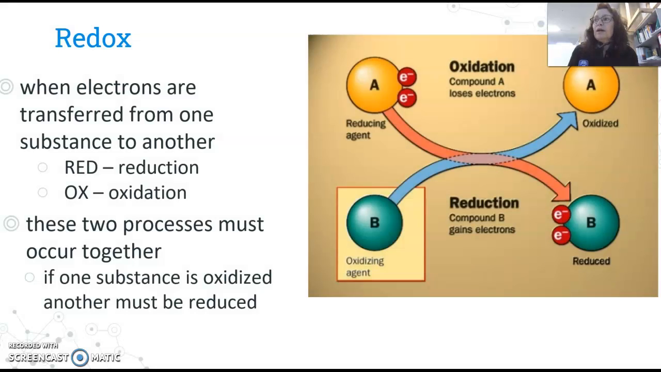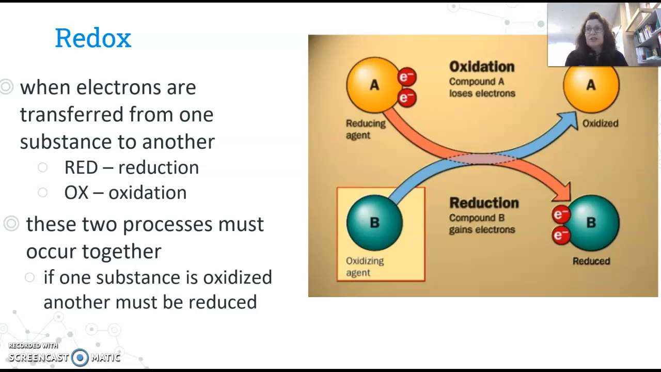So again, redox, red is a reduction, ox is the oxidation, and it's the transfer of electrons from one substance to another. And these two processes occur at the same time. So, reactant A has lost its electrons to become an oxidized substance. Reactant B gains those electrons to become a reduced substance.